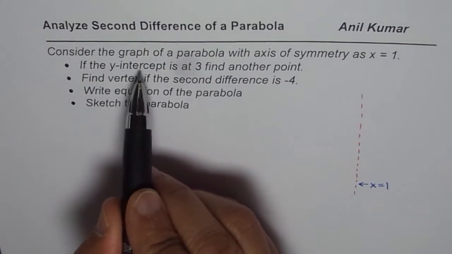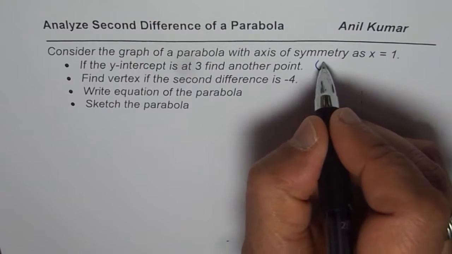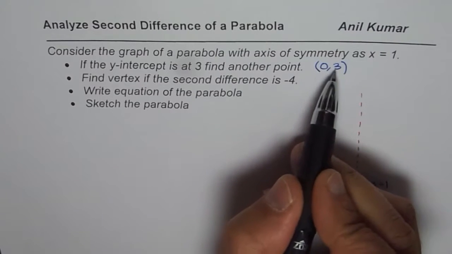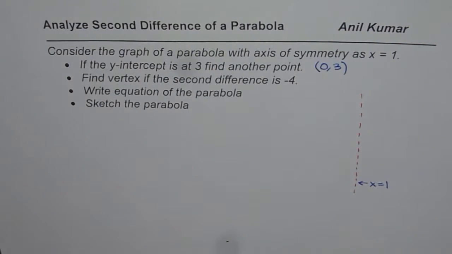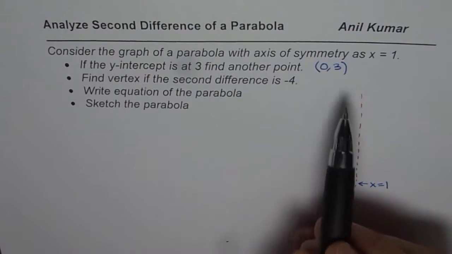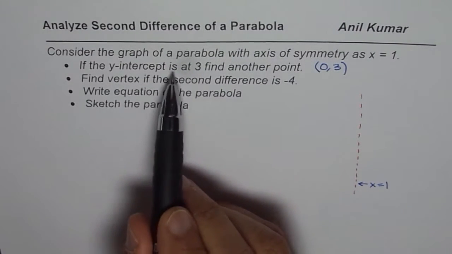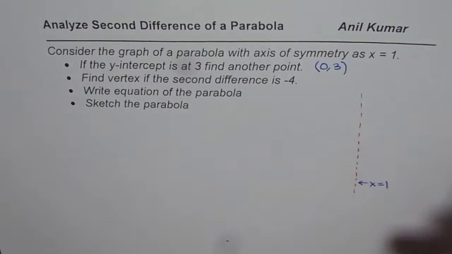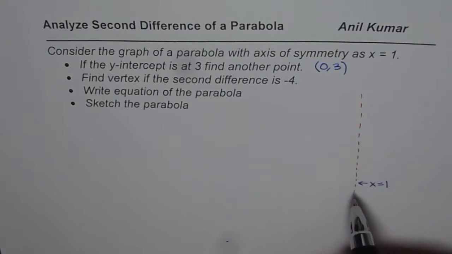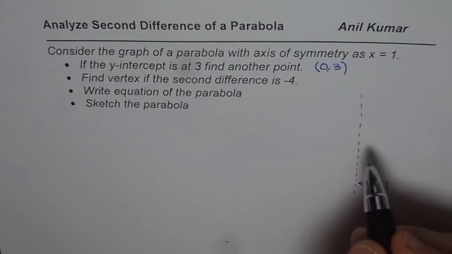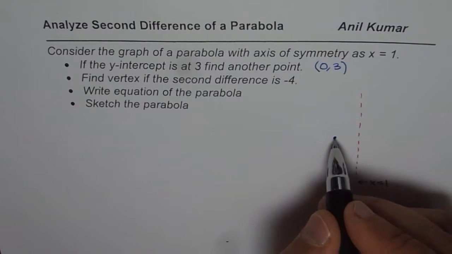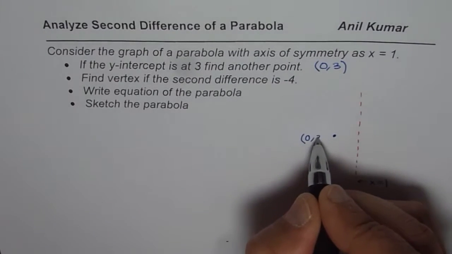Now when we say the y-intercept is 3, that means what? The x value is 0, right? The x value is 0 and the y value is 3. That means this point is on the graph of the parabola, and that is also the y-intercept, right? So we know this. If the y-intercept is 3, find another point. That means we have to find another point on the other side of the axis of symmetry. So let us consider 0 will be on the left side, right? So 0 is on the left side. So we'll say let this be the y-intercept, and the coordinates for this point are 0, 3.